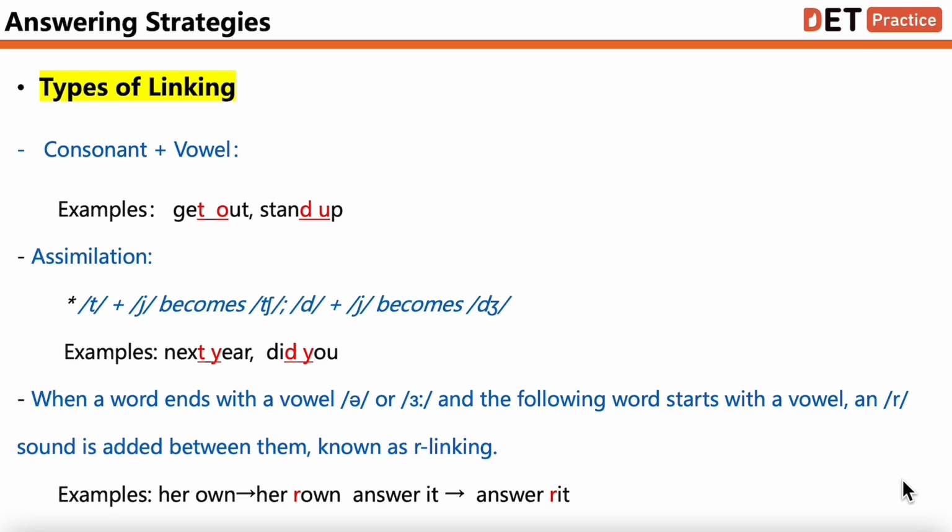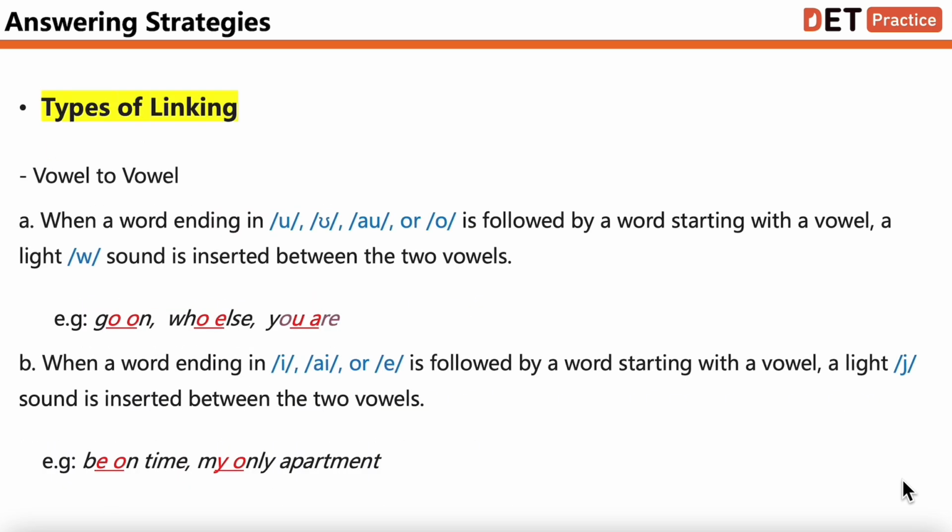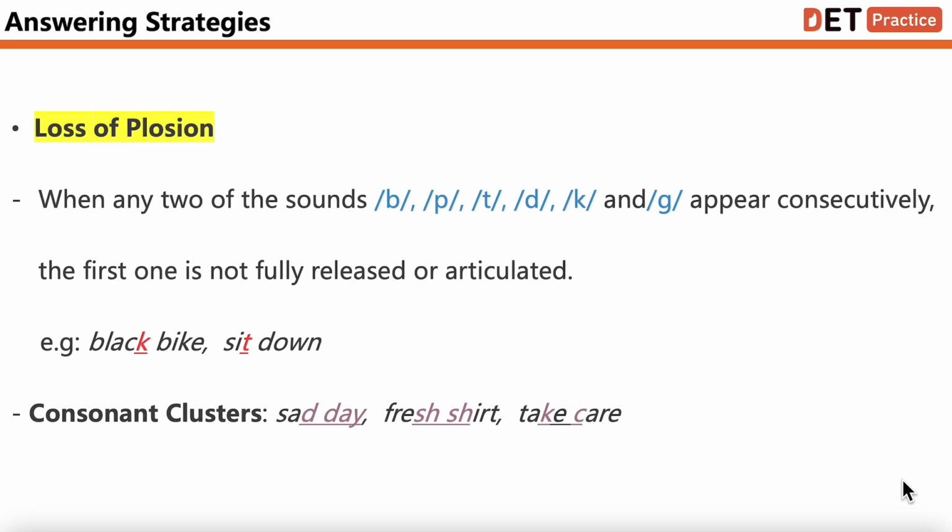Additionally, we have vowel-to-vowel linking. We can insert a gentle vowel between vowels, as in go on and who else. For words ending in the vowel followed by another vowel, we can insert a y, as in beyond time and my young apartment. Another phenomenon is a loss of explosion, where in combinations of plosive sounds, the first one is not fully articulated, as in black bike and sit down.